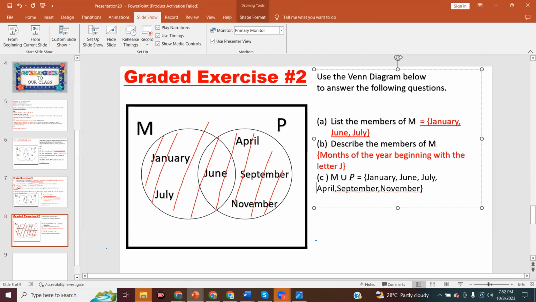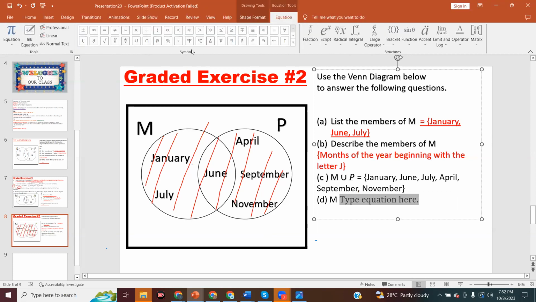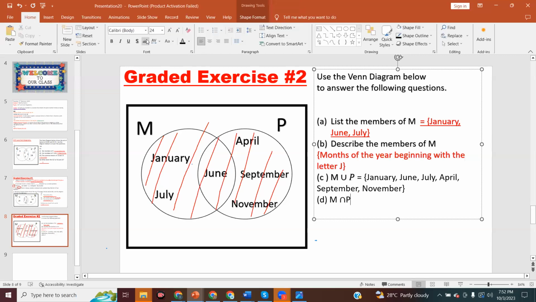All right. So we have June, July, April, September, and November. That is the union. Now you do not have to put this inside the chat, but tell me, and also write it in your books as well. This is D. What is M intersect P? That's going to be June. Very good.